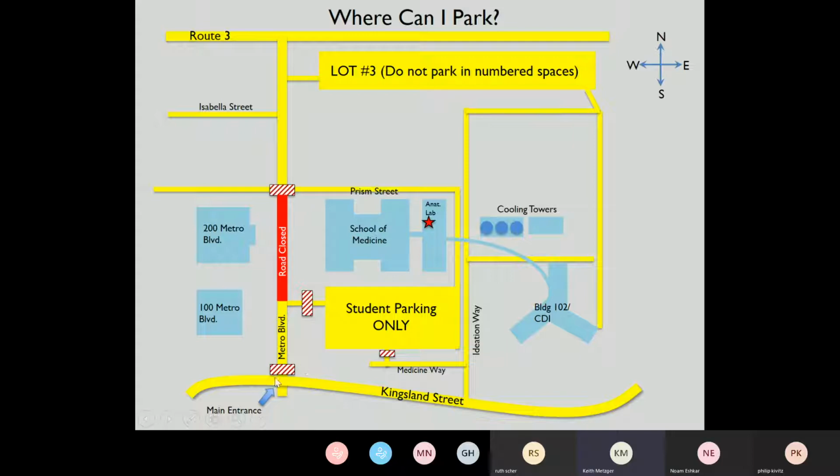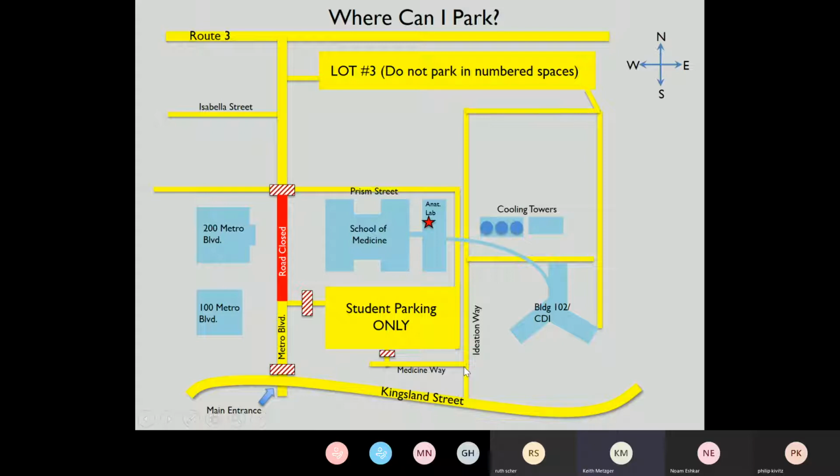The main entrance to the entire campus is currently shut down because they're doing construction in these two buildings, so you can't go down Metro Boulevard. If you're coming down Kingsland Street from the west, you're going to pass by the School of Medicine. Just as the street starts to curve around, you'll see the Center for Discovery and Innovation, this triangular shaped building, and you're going to make a left onto Ideation Way.